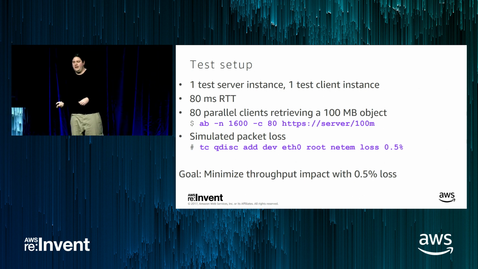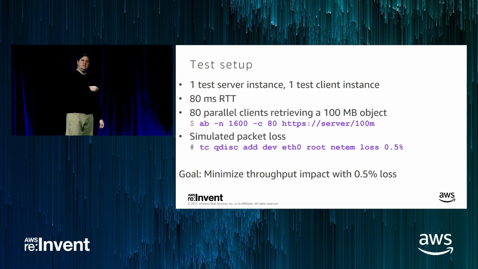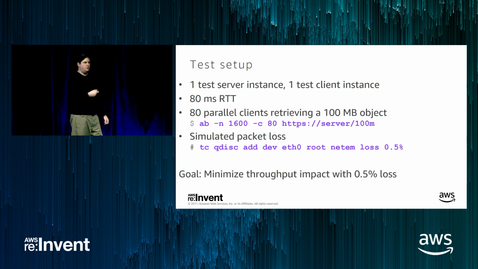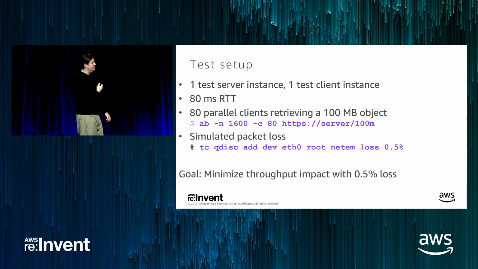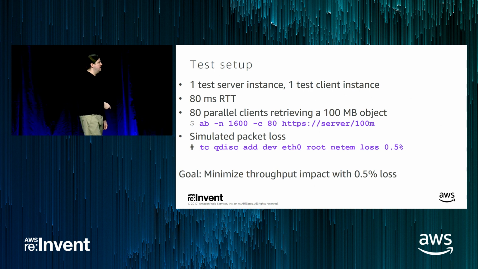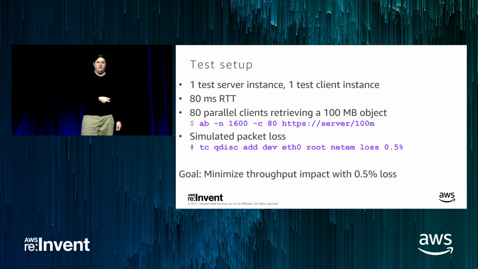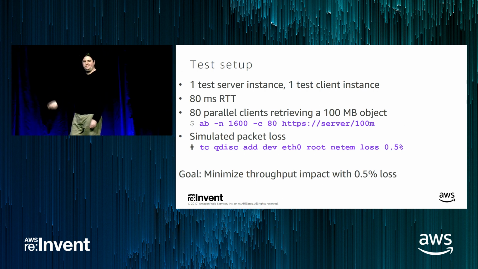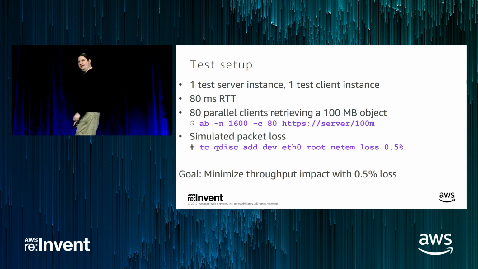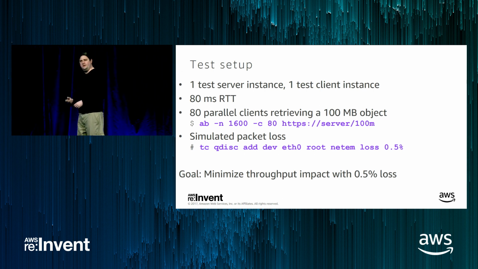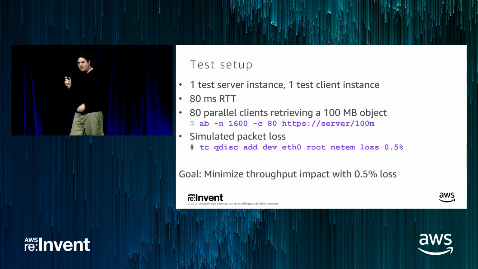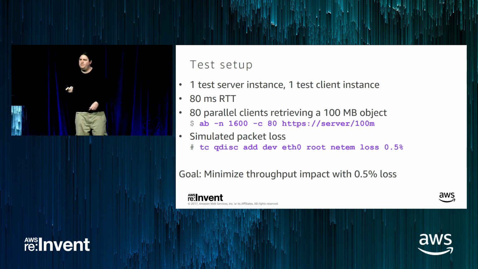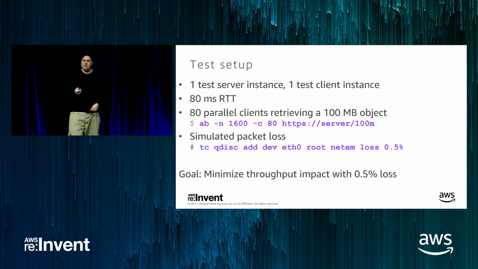I'm going to be running this Apache Bench command. And then I'm going to use this TC tool, which is quite the Swiss Army knife, to add 0.5% of loss. The TC tool has a lot of parameters. You can actually change the probability distribution of this loss and make it much more realistic. This is going to be uniform distribution. It's probably not terribly realistic, but it's fun for a demo. OK, so our goal here, given 0.5% loss, how fast can we go?